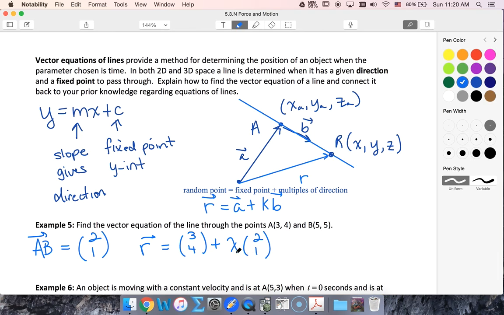So if lambda is 1, I would get point B. Similarly, I could have said that it's the point 5, 5 plus multiples of 2, 1. So now if lambda is negative 1, I would get point A. I could have also used my direction as negative 2, negative 1 if I would have said my direction was BA.